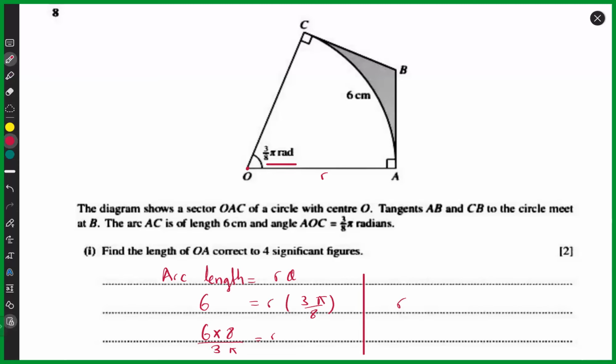5.0929. Yes, that's correct. I don't know where I got 18 from. I think you multiplied something different. Anyways, it is 5.093 because it says give your answer correct to 4 significant figures. So this is going to be the answer. Yes, Rafe, is it okay? Yes, miss. Okay, very good.